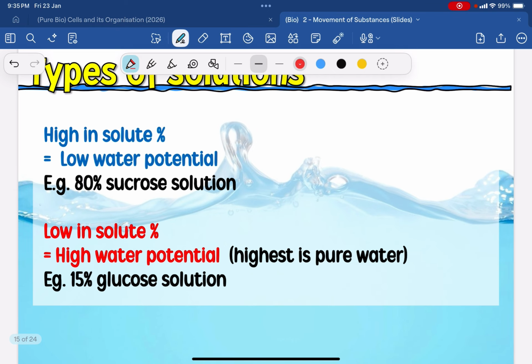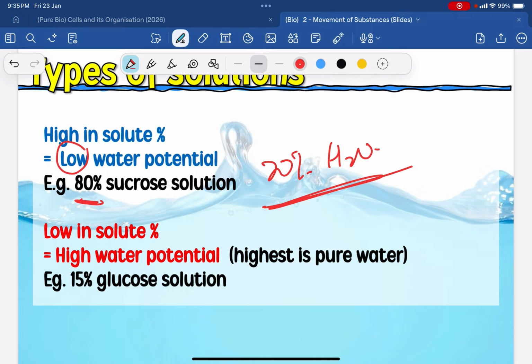The types of solution that we are looking at: if it's a low water potential solution, for example an 80% sucrose solution, then 20% will be water molecules. Hence, 20% is very low water molecules. Then you will be asking me, how do I know how many percent of water molecules is considered high or low? Water potential is always compared to something. That's why we say higher water potential or lower water potential. It is compared to the cell, particularly.